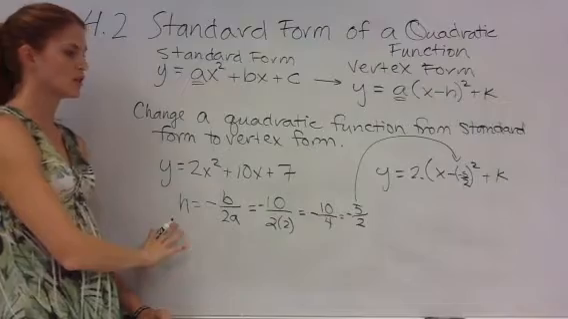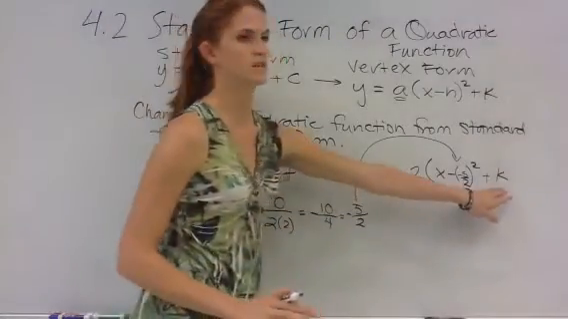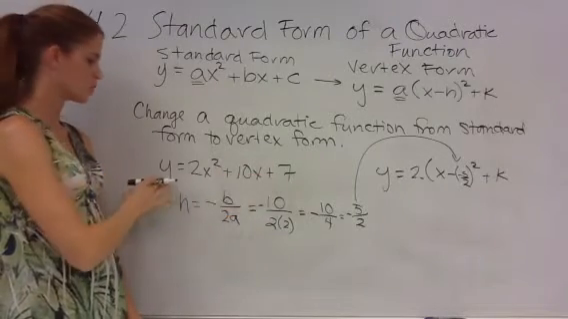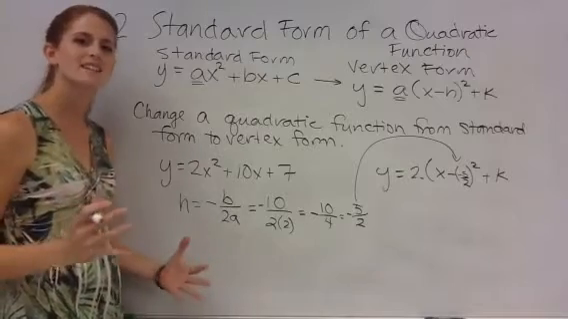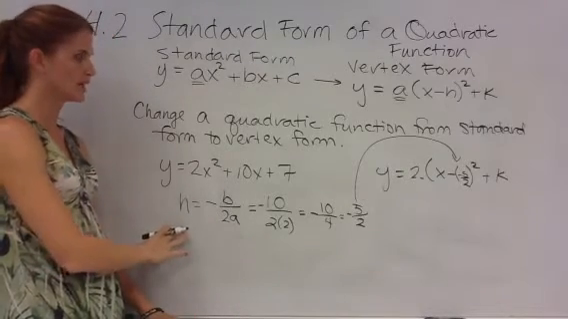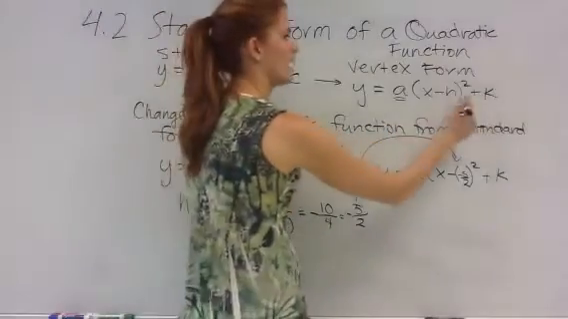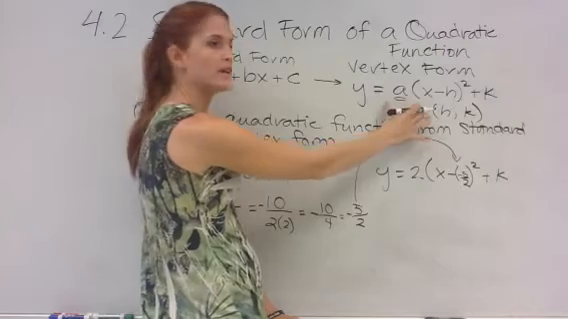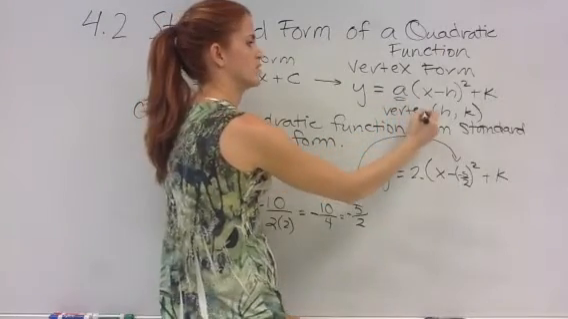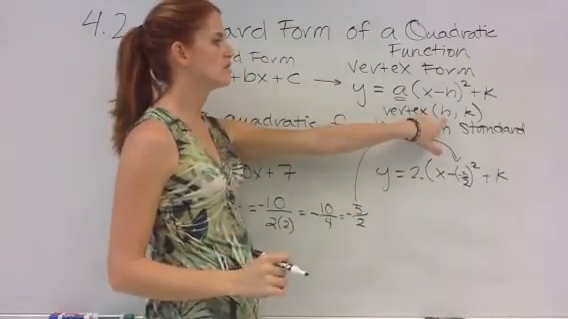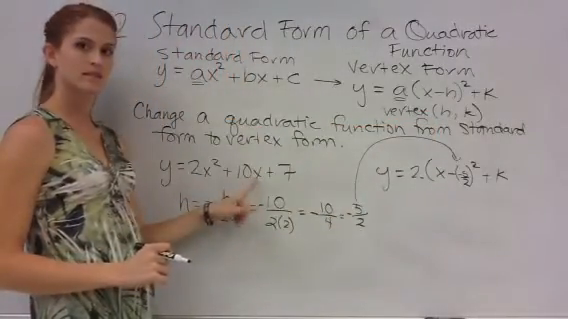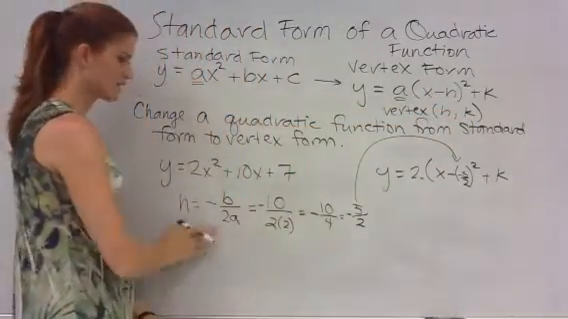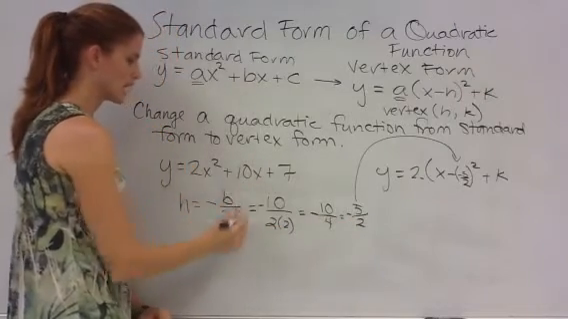So now that I have H, what I need is K. In order to find that, I'm going to plug H back in here, and then this Y value will be K. Now, why is that going to work? Well, we remember, hopefully, that when we have H and K, this is a point. This is a very special point on the parabola. This is the vertex. So if I know H, and I plug it in for X, then that's going to give me this Y value that corresponds with H. So once I find H, I take it and plug it back in for X.